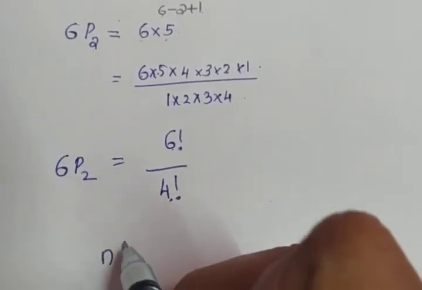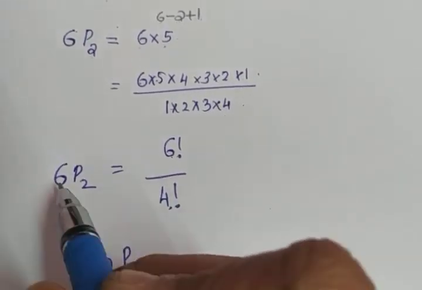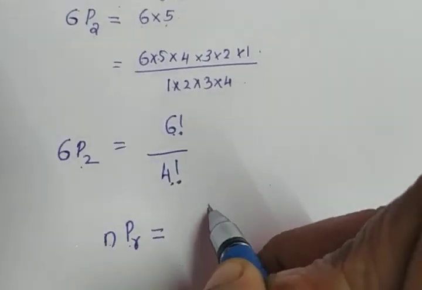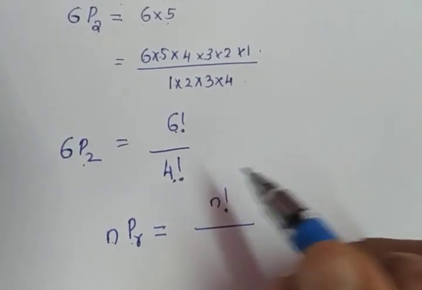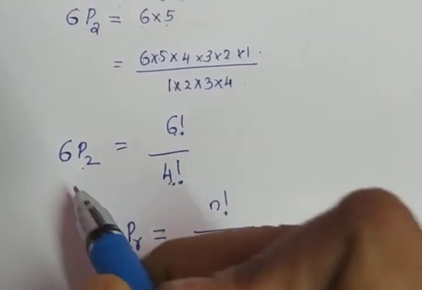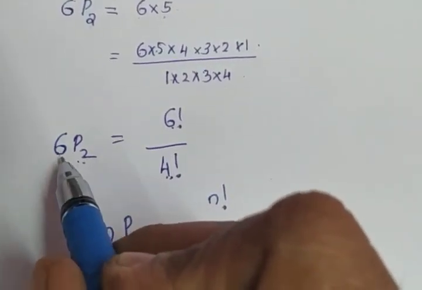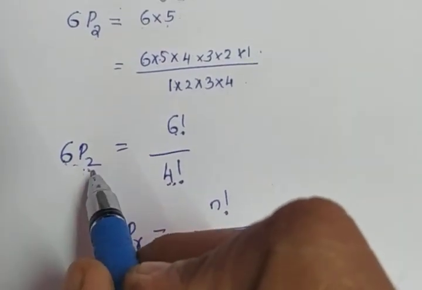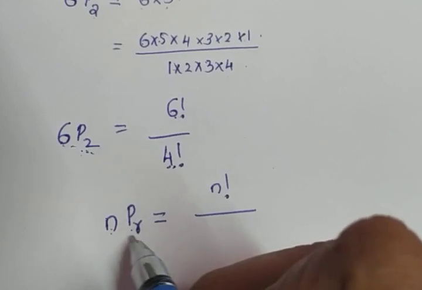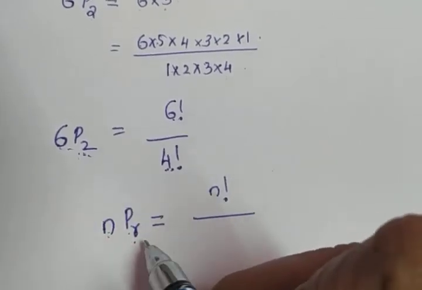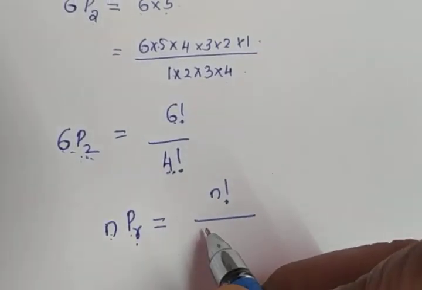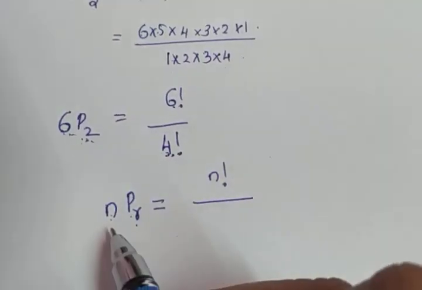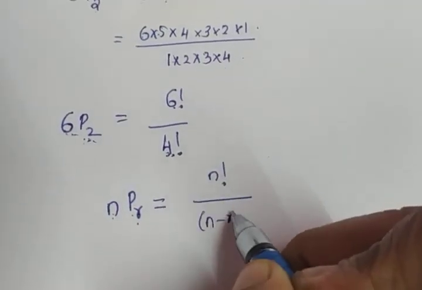So can you say what is nPr? nPr will be like 6P2. The numerator is 6 factorial, so for nPr, the numerator will be n factorial divided by. From where did I get 4? I have only 6P2, isn't it? What's the relation connecting 6, 2 and 4? 4 is actually 6 minus 2. So in general, if nPr is the value which we have to find, what will be the denominator? 4 is 6 minus 2 factorial, isn't it? So here it will be n minus r factorial.